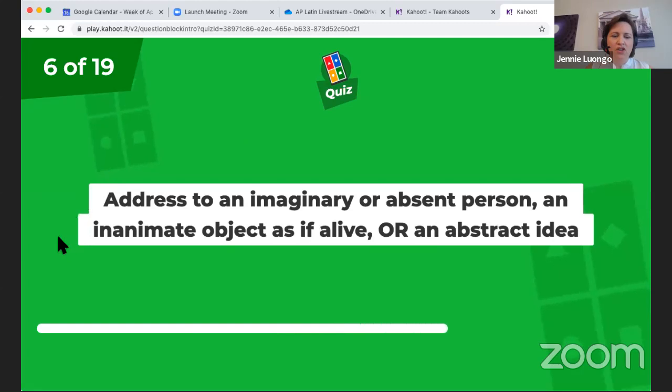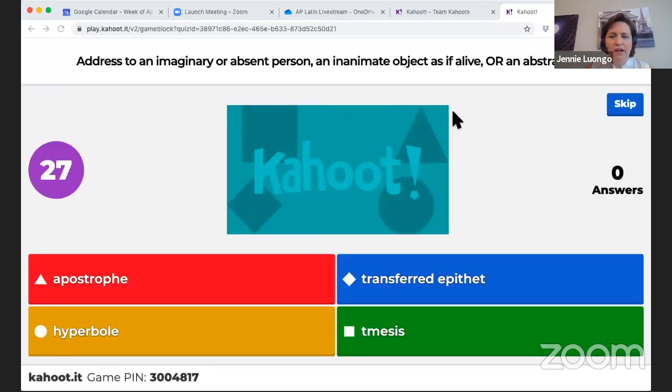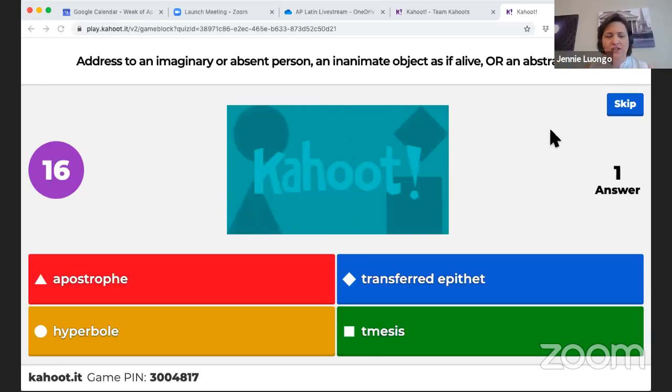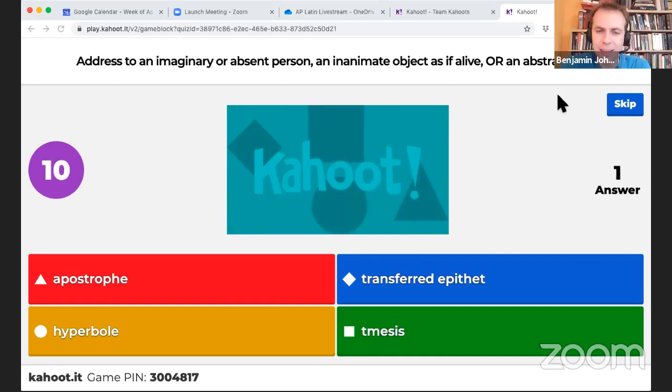All right. What if you're addressing an imaginary or absent person, an inanimate object, or an abstract idea? What do you call this one? This is tough. This one's hard, I think. Yeah, it's one we're going to see today. So that's good. We picked a good day to try to make sure that they know it. I think when you address an imaginary absent person, it's going to be related to speech, right? And so think of the punctuation that you use.